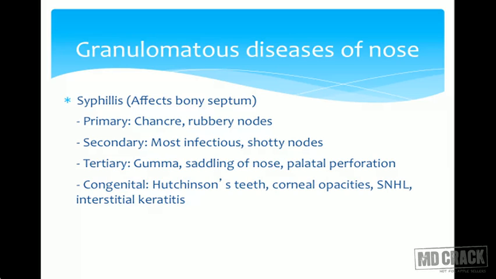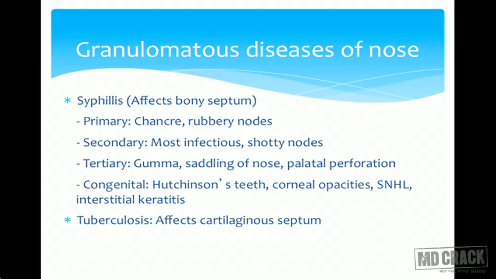So first syphilis. The various stages of syphilis are primary, secondary and tertiary. The lesions which occur in the primary stage are known as chancres, and the nodes are rubbery in structure. Secondary syphilis is the most infectious stage, and the nodes here are shotty in structure. The characteristic lesion of the tertiary stage is gumma.